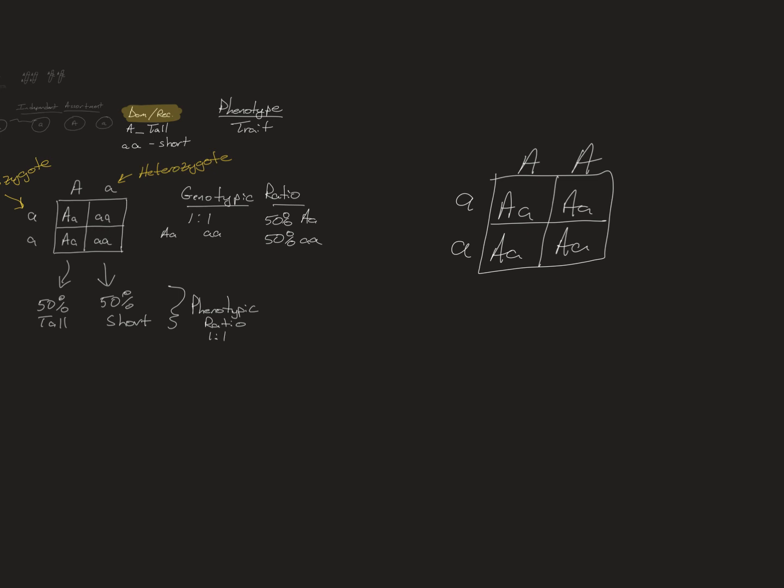Then what their genotypic ratio is depends on the other parent. If the other parent is short, so they're both recessive, then you'll get this. They're all tall, but their genotypic ratio is going to be heterozygous. Does that make sense?